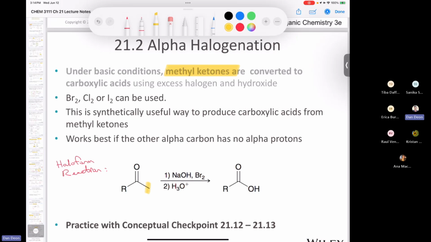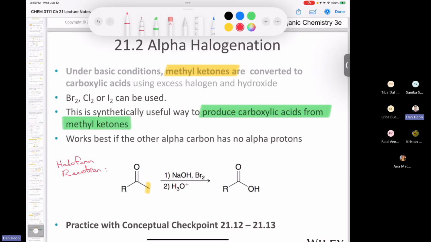Then that is going to be a good leaving group. The sodium hydroxide comes in, does a nucleophilic attack. You lose the CBr3 or CCl3 as a leaving group, and then you do a proton transfer to protonate it back to the carboxylic acid. So it's a very useful reaction. Why? It's because it's a way to produce a carboxylic acid from a methyl ketone.